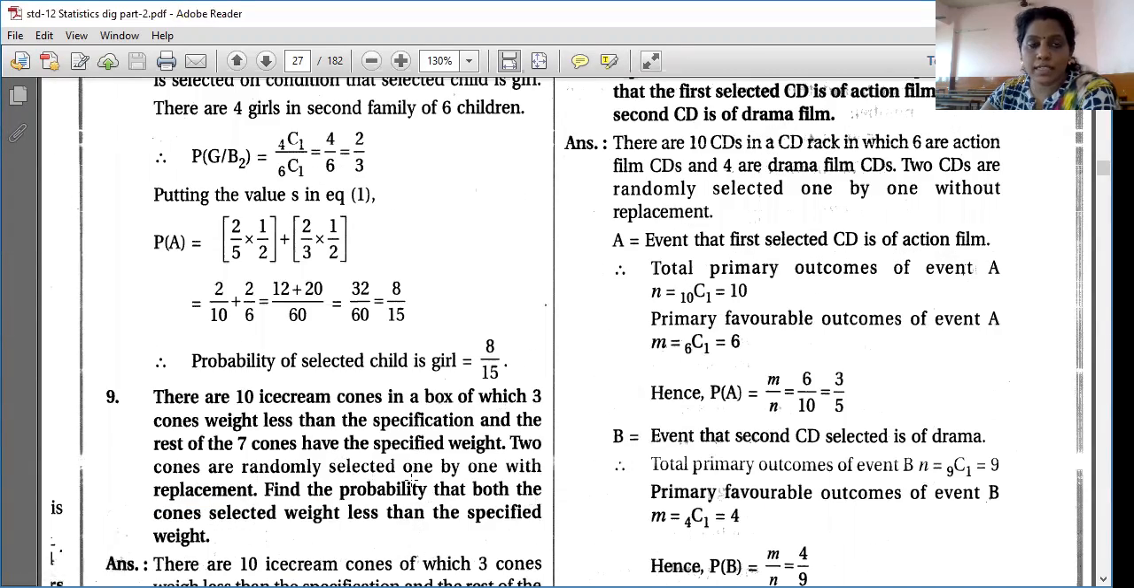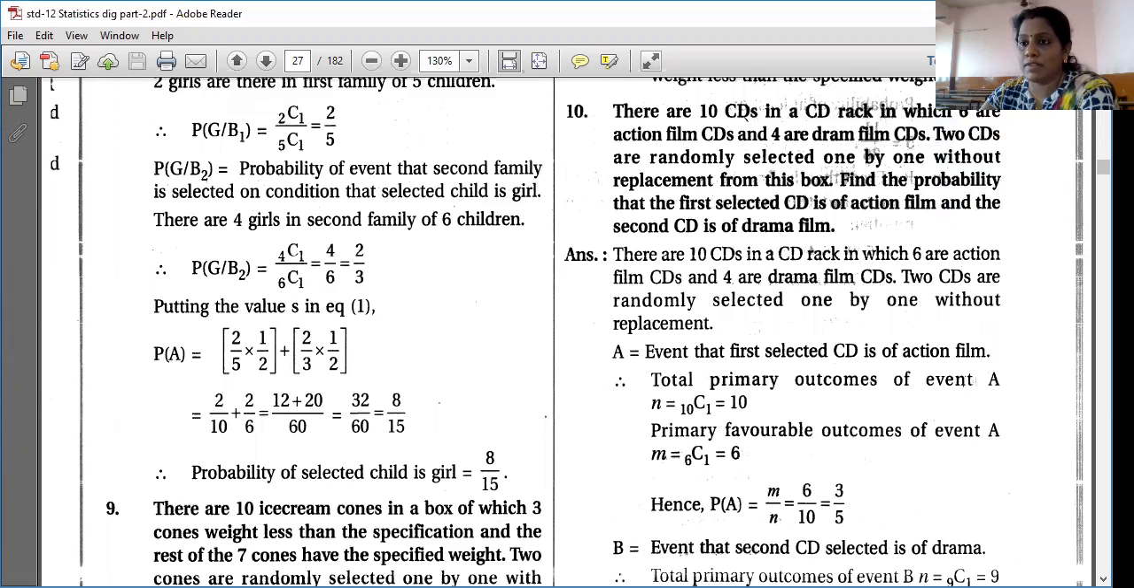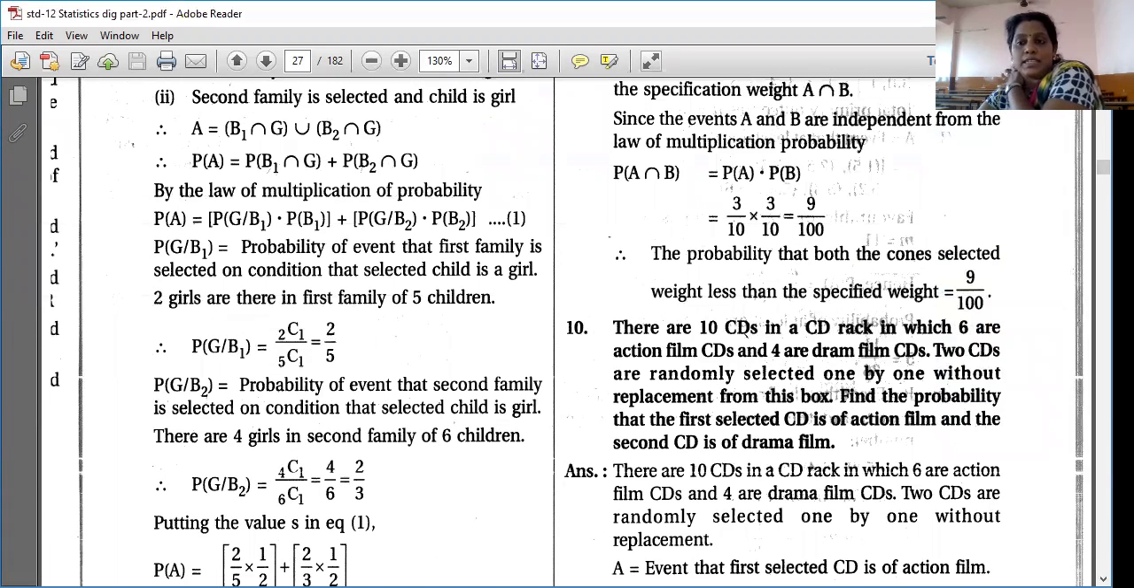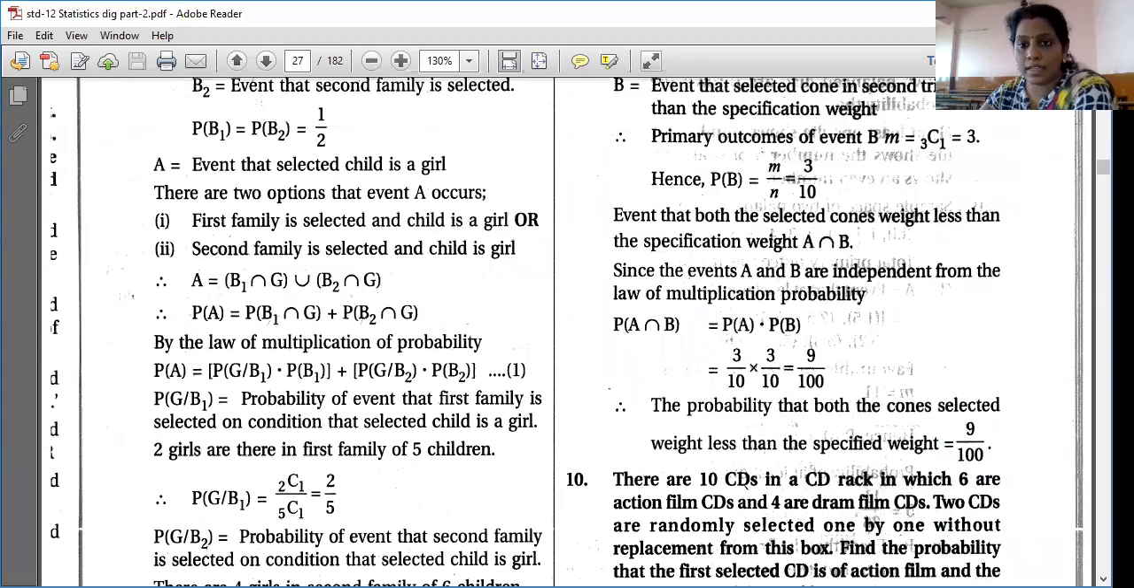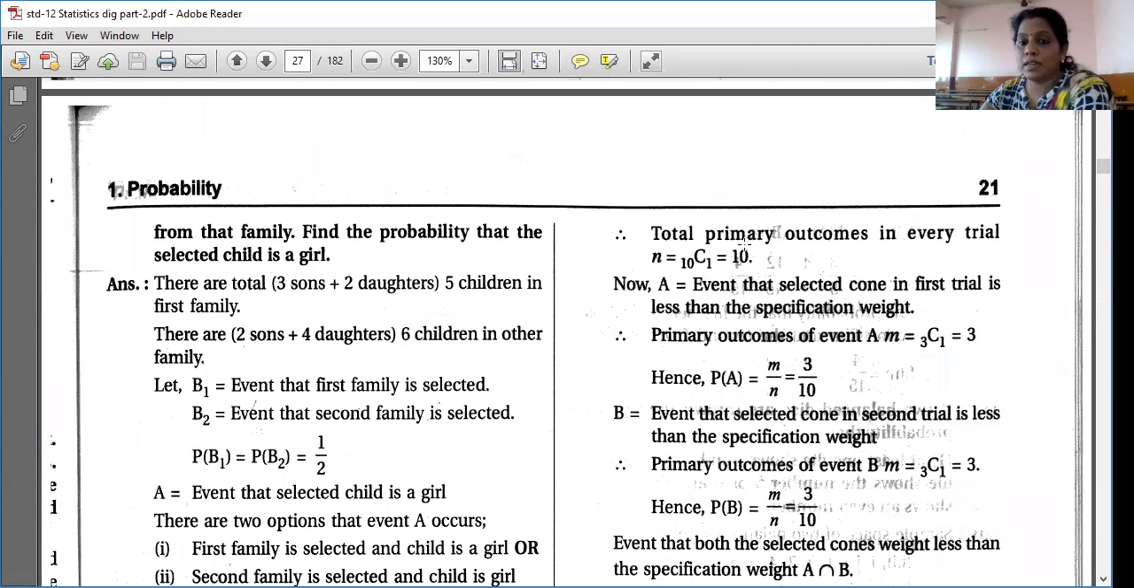Two cones are randomly selected. Two cones you have to select one by one with replacement. Find the probability that both the cones selected weigh less than the specified weight. Means both cones should be less than that, but they should be selected one by one, and that is also with replacement. With replacement means selected items can be used again, right? Now, what is the total outcome? n is equal to 10C1, that is 10. A is the event that the cone selected in the first trial is less than the specification weight. So the primary outcome is what? Less than specification weight is 3C1, that is 3. So our P of A is m upon n, that is 3 by 10.